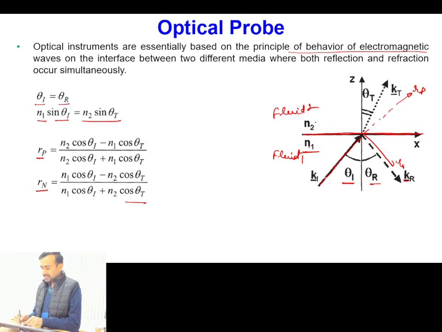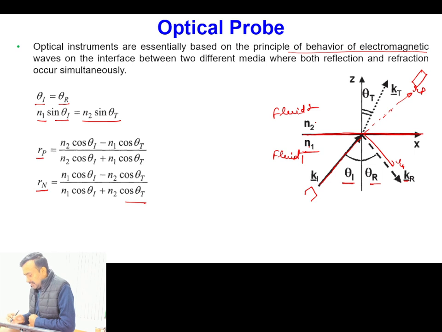So if this is my incident ray, of course the incident ray will have some reflection and some refraction. But if I consider that I am using the source from here and the detector only in the direction perpendicular along the incident ray.